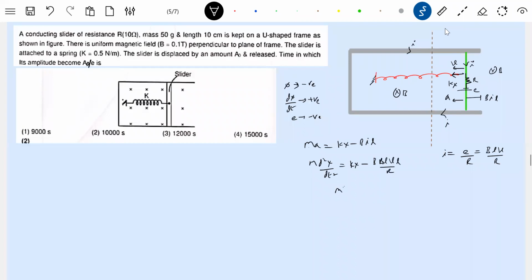Let's see what we can do, where we'll land up first. What all do we know? Mass. Okay, with that we'll manage. d²x/dt² equals kx minus B²L² dx/dt.